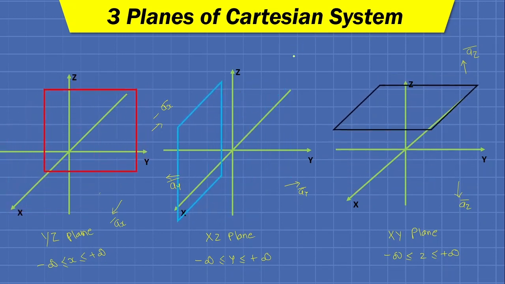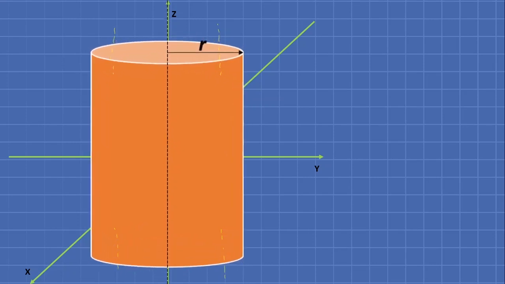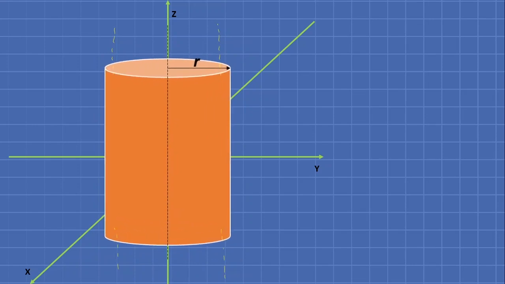Fine. So for the cylindrical coordinate system, as we have seen, the first surface is a cylinder with radius r, and the axis of the cylinder will always lie on the z axis. That means this dotted line shows the axis of the cylinder, and the radius of this cylinder is r. Now this cylinder virtually has infinite length, or here we can say infinite height, and it also has the capability to shrink up to zero radius or expand up to infinite radius, so that it can cover each and every point in three-dimensional space. As you can see, the cylinder has the capability to shrink and expand.